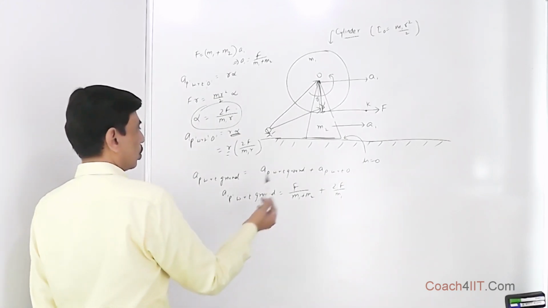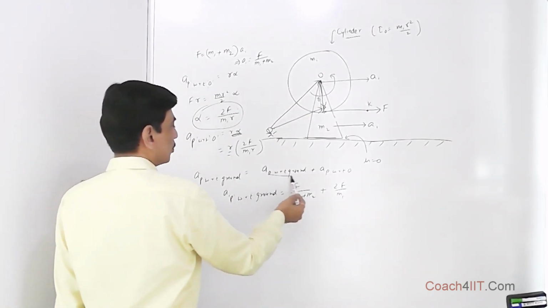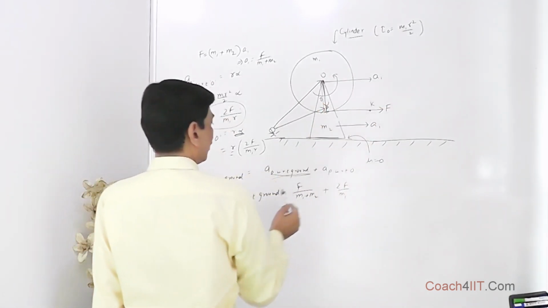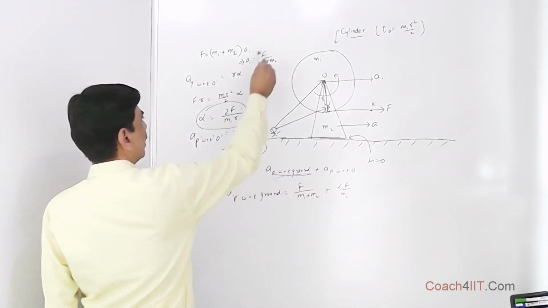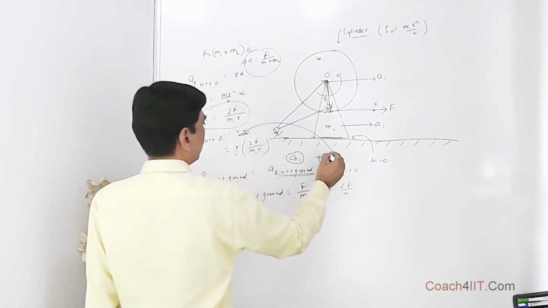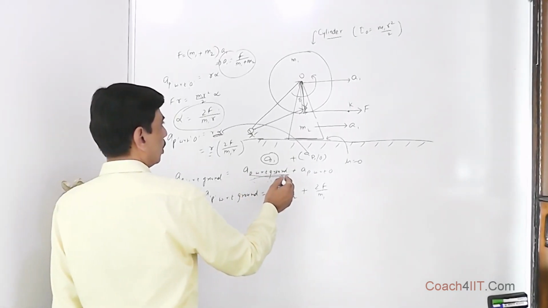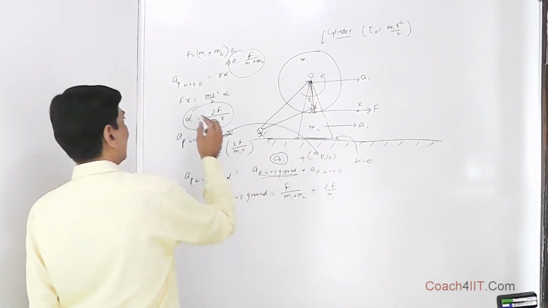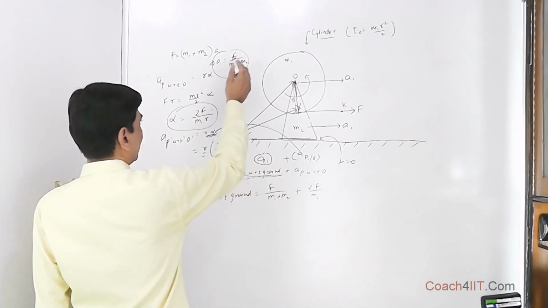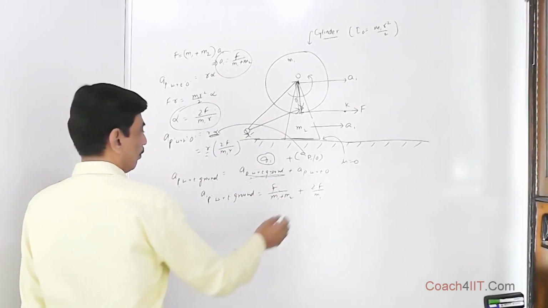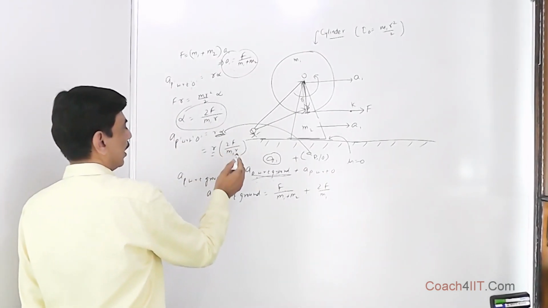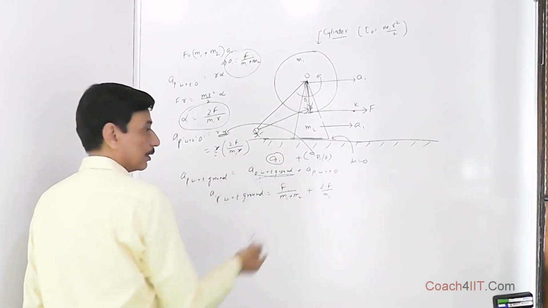So the acceleration of P with respect to ground is the acceleration of O with respect to ground. Be it this, be it this, they are moving with A1, and the value of A1 is this. So A1 plus we have this, A P O. Acceleration of point O with respect to ground is A1. So A1 is F over m1 plus m2 plus the acceleration of P with respect to O. What is that? This is 2F r by m1 r, r and r will get cancelled, so 2F by m1.